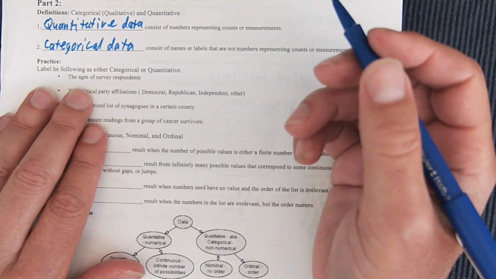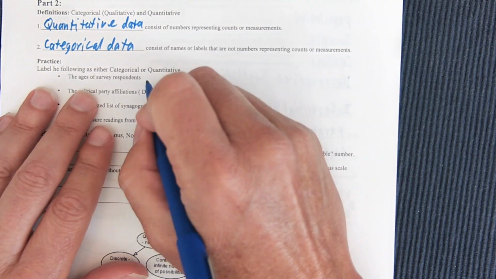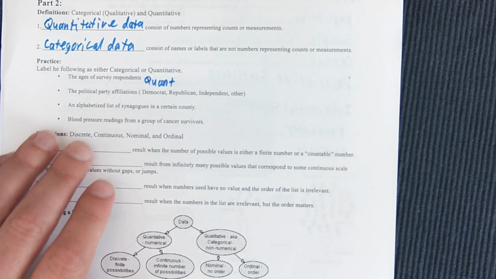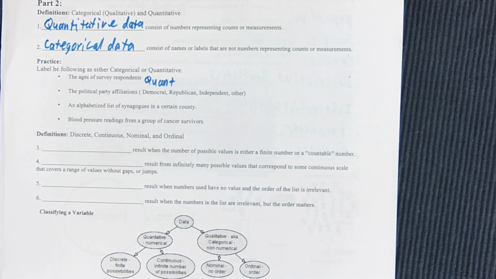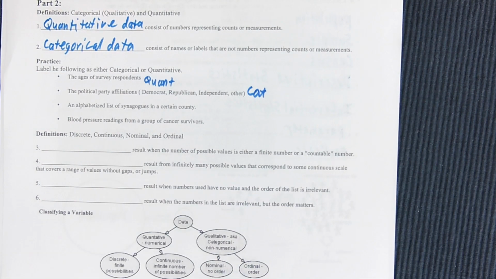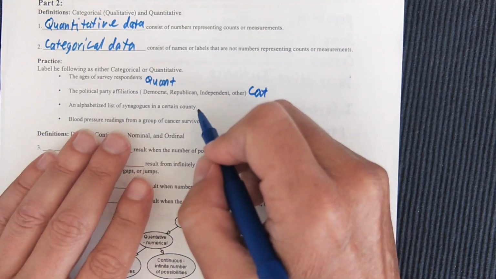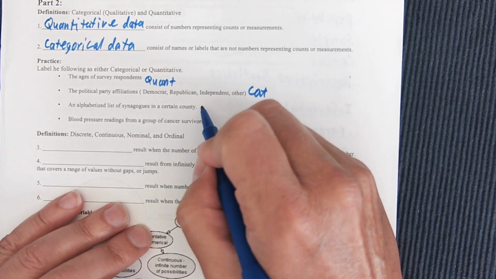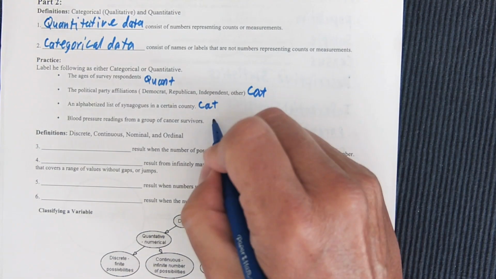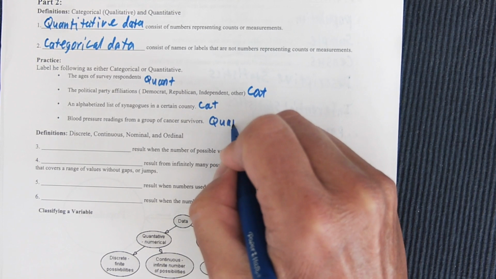The ages of survey respondents. Well, ages involve a number, so that's definitely quantitative. Political party affiliations, like Democrat, Republican, Independent, and so on. This is definitely going to be categorical. An alphabetized list of synagogues in a certain country, that's definitely going to be categorical too. We can't really assign a number to an alphabetized list, so this is categorical. And blood pressure readings from a group of cancer survivors, that definitely involves numbers. That's quantitative.